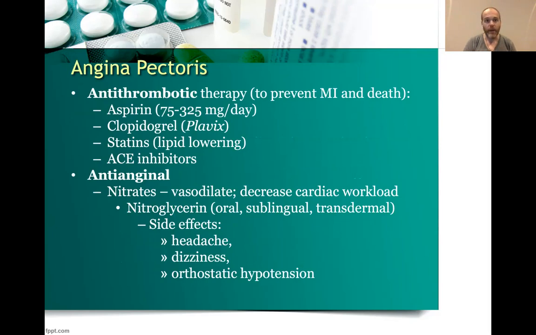Like I said, they're on antithrombotic therapy to prevent clots. So aspirin is a common one, statins help, and ACE inhibitors help. Plavix is a common one that you need to know. Plavix is a common antithrombotic. Nitrates like nitroglycerin are the most common anti-anginal pain medication. They're usually given in a form that dissolves under your tongue sublingually, or it might be a transdermal patch. But nitrates often cause headache and dizziness, and sometimes a very fast drop in blood pressure.